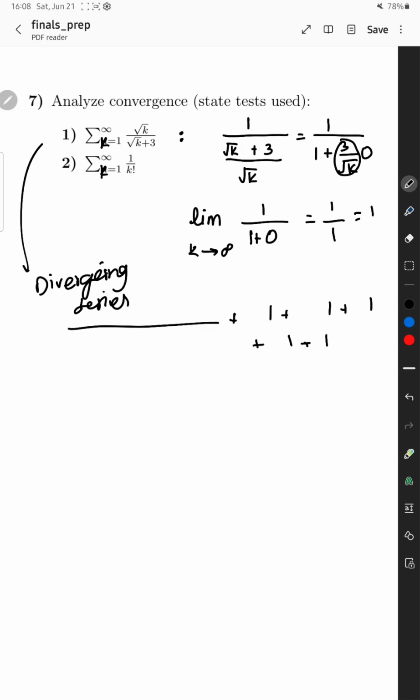Okay. However, if the limit is 0, it's not a conclusive test for convergence. It's an inconclusive test. The divergence test is a conclusive test only for diverging series, so you have to keep that in mind. Now let's take the second one.